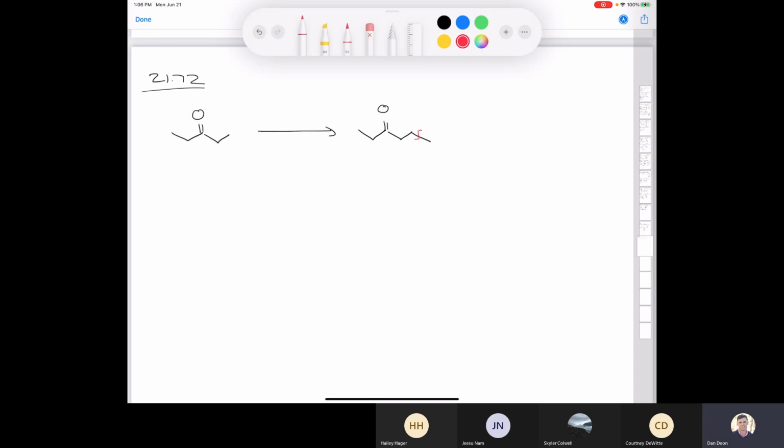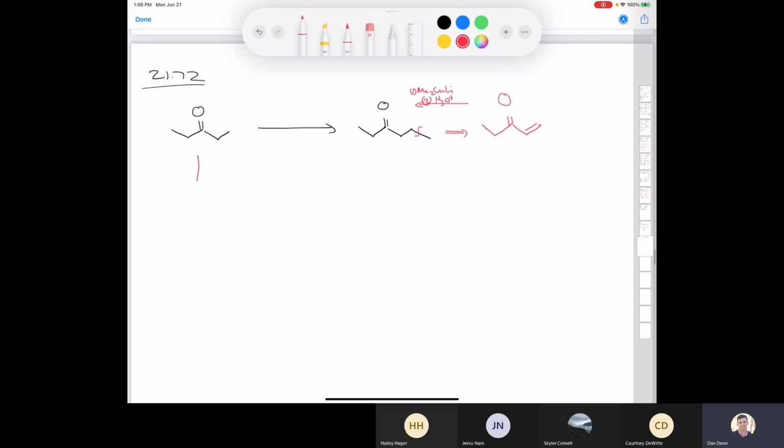we were to break that bond, the way that I thought about this first was like a Michael reaction. Because if we had this molecule, if we had a Michael acceptor like this, then we could just use a cuprate, right? All you have to do is treat this with dimethyl cuprate followed by aqueous acid, right? And that would give you the desired products.